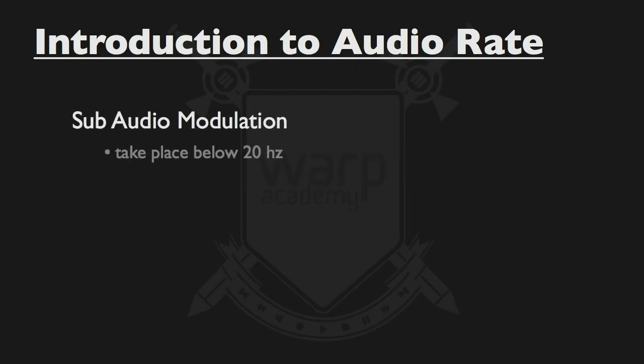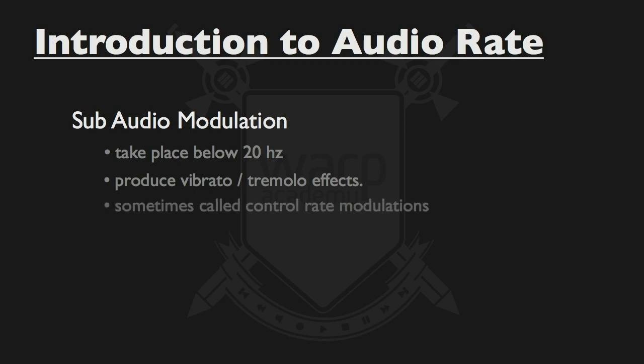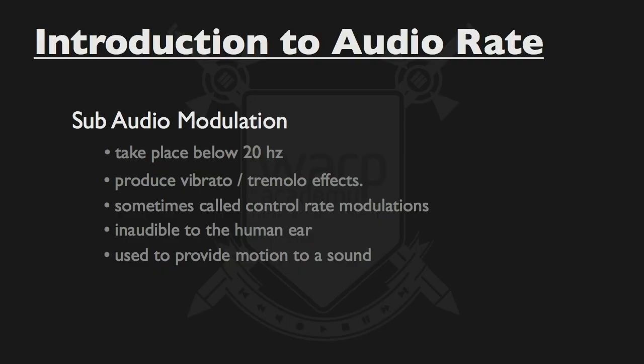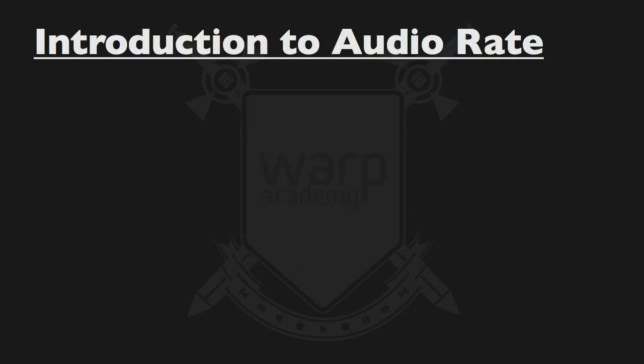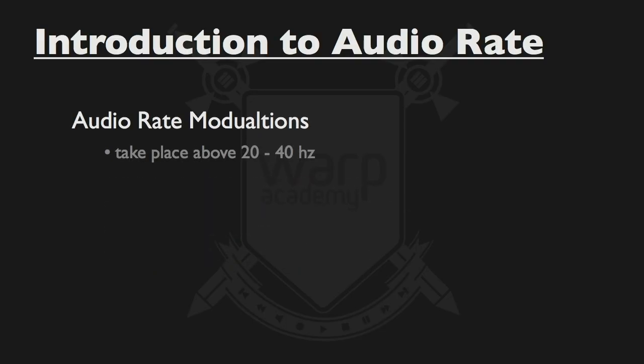Rates of modulation below 20 Hz produce tremolo and vibrato effects and are referred to as sub-audio or control rate modulations. You're unable to listen to the sound of these modulators, as they are inaudible because they're below the limit of human hearing, and thus they're used as a source of variation to animate a sound. Modulations from 20 to 40 Hz and up are referred to as audio rate modulations.